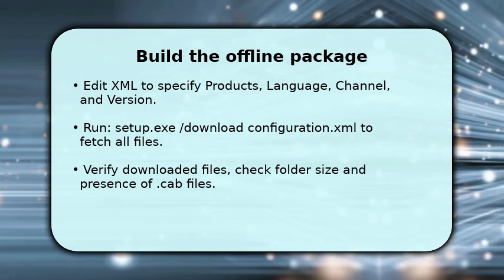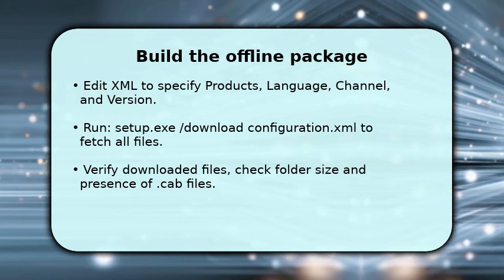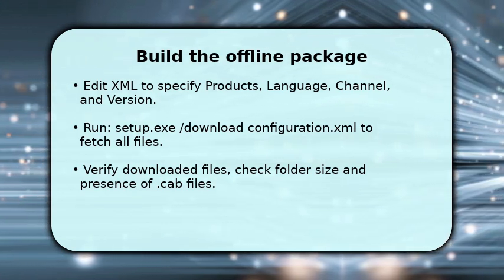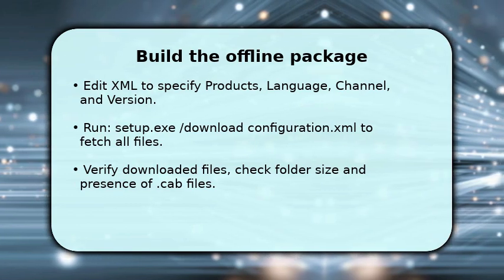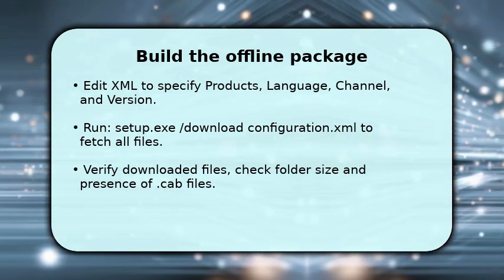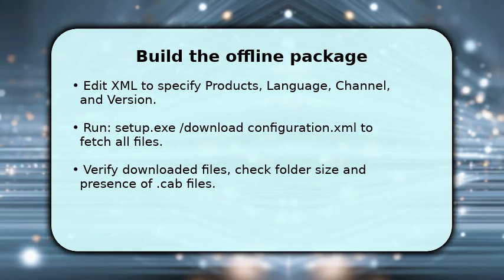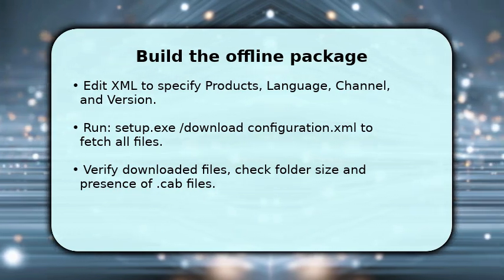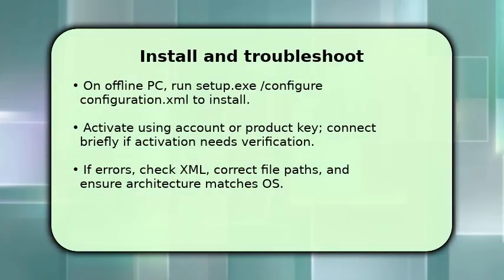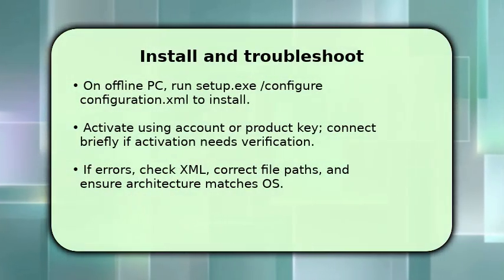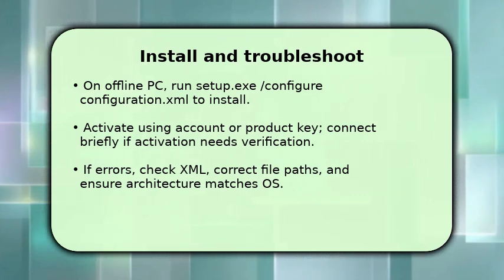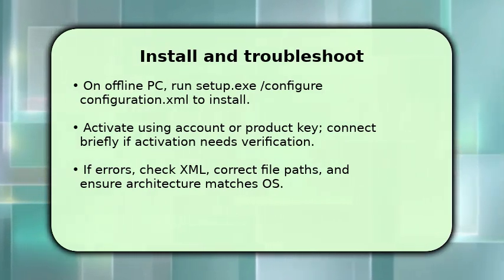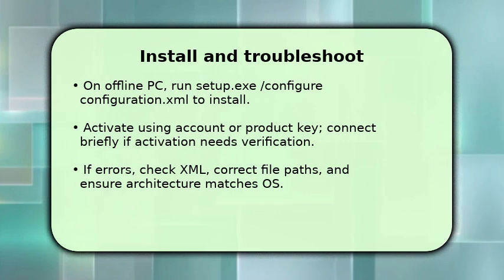When complete, inspect the folder to confirm the expected files and folder structure exist and that total size matches your estimate. If everything is present, copy the entire folder to your USB or transfer location. On the offline machine, plug in the USB or mount the network location and run setup.exe with the /configure parameter and the same XML you used to download.